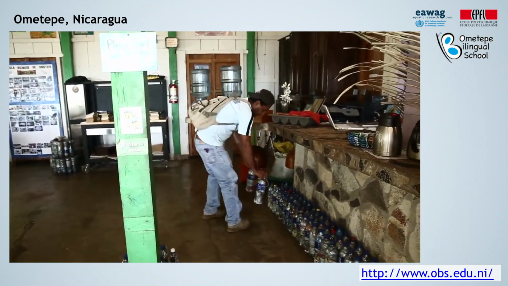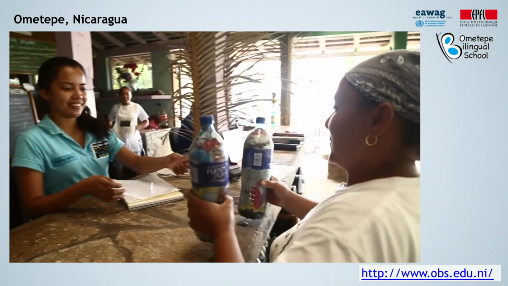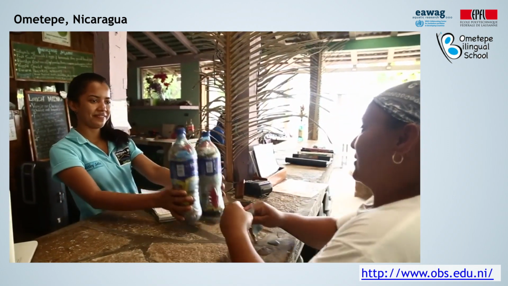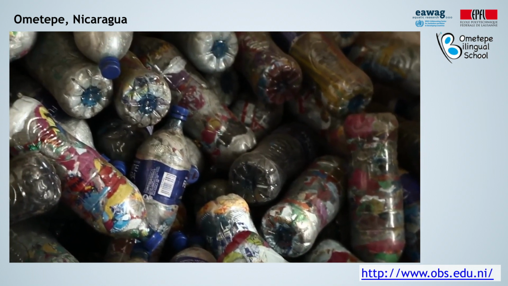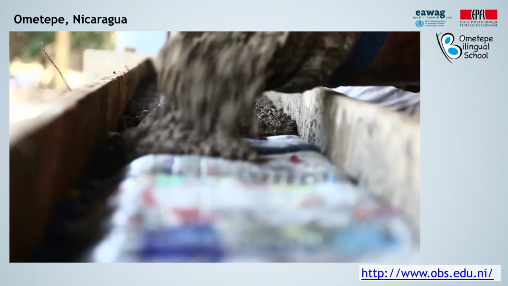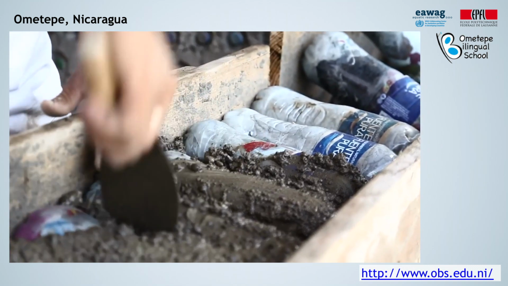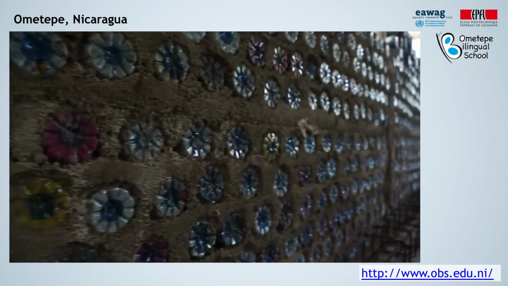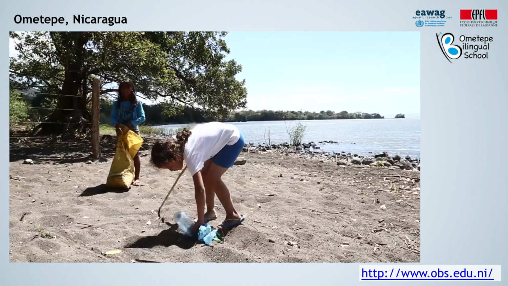Or this other interesting initiative in the island of Ometepe, Nicaragua, where the local residents are paid for every plastic bottle they bring filled with smaller plastics. The bottles are then used as eco-bricks to construct a bilingual school. This project has motivated a lot of people to collect plastic waste, keeping the streets and shores of the island clean.